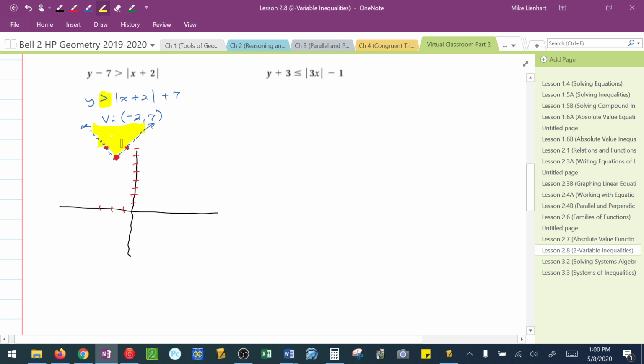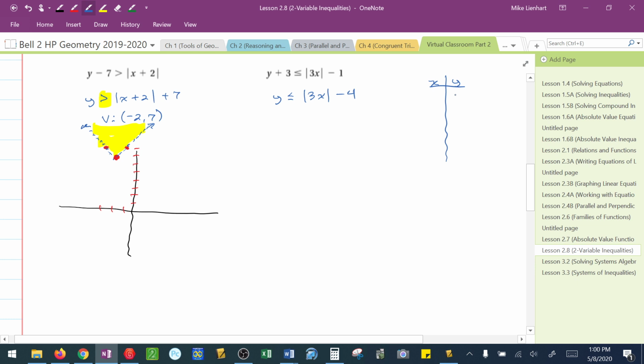All right, let's try this next one here. All right, I'm going to rewrite it as y is less than or equal to the absolute value of 3x minus 4. All right, now this one's going to be a little bit unique because there's a 3 inside. So when you get something like that, you know what? It's not a bad idea to go back and use a t-chart.